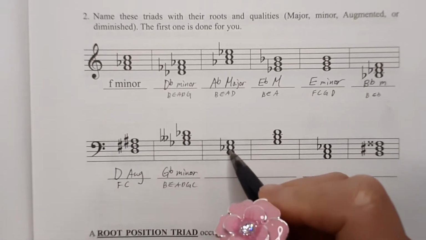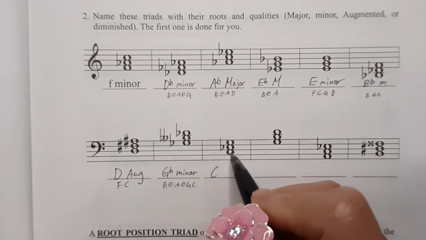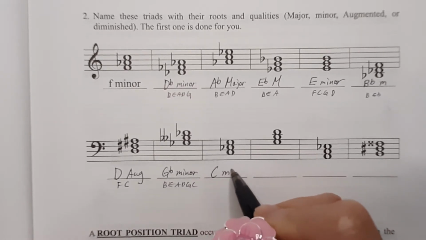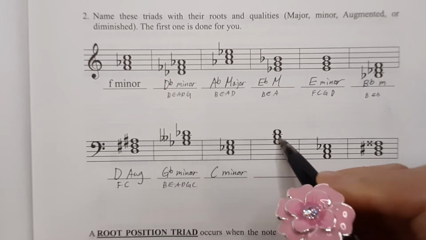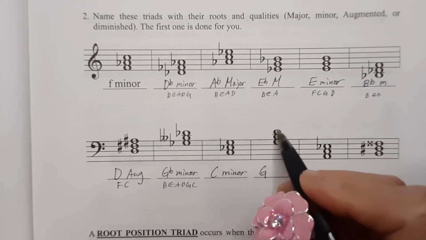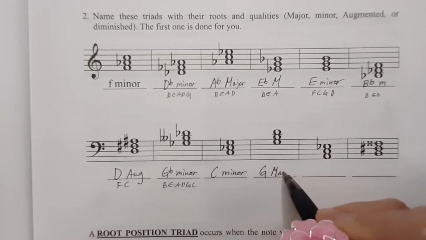Next one, C, E flat, G. All right. So in the key of C major, no sharps, no flats. But look, the third one is lowered. So what do you call it? Minor. All right, next, G, B, D. In the key of G major, only F sharp. So they're all part of G major. So it's major.